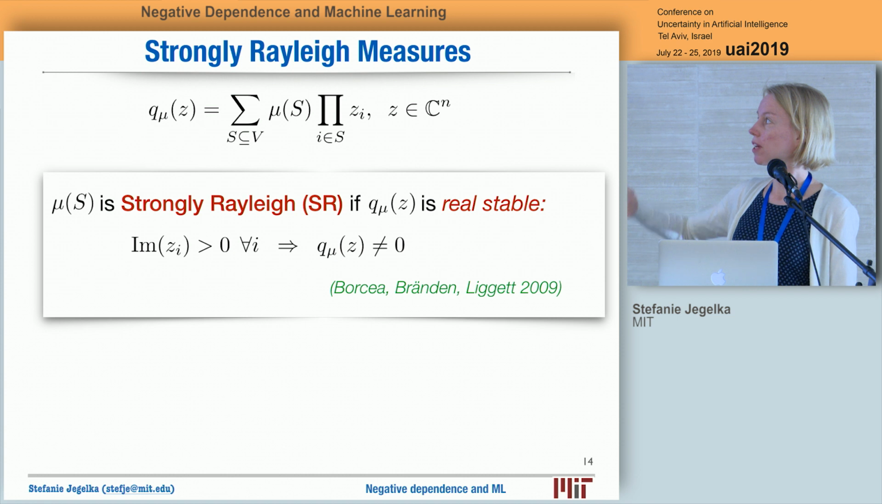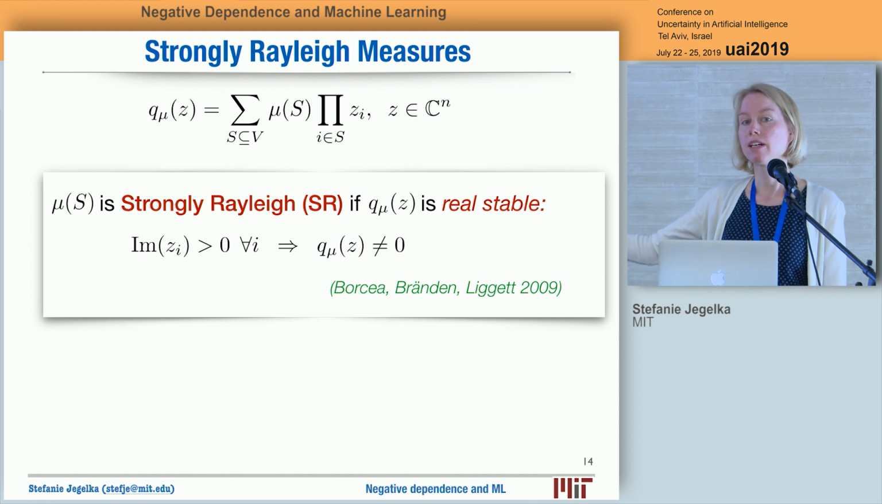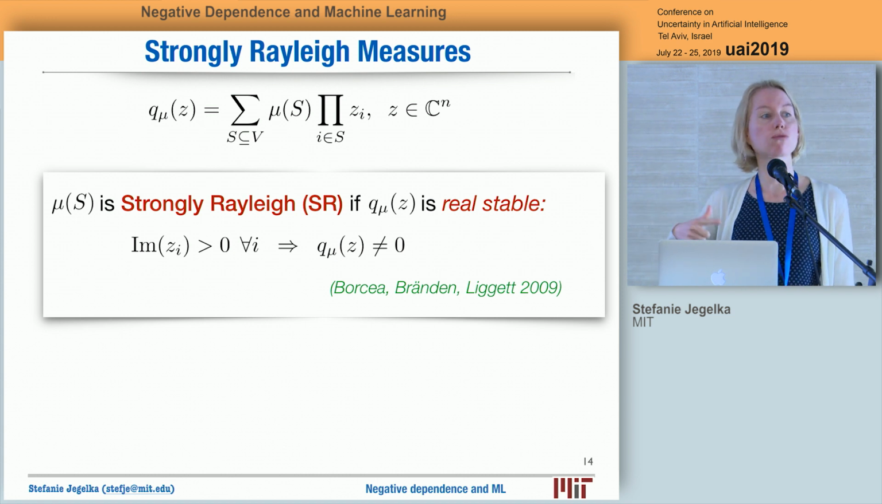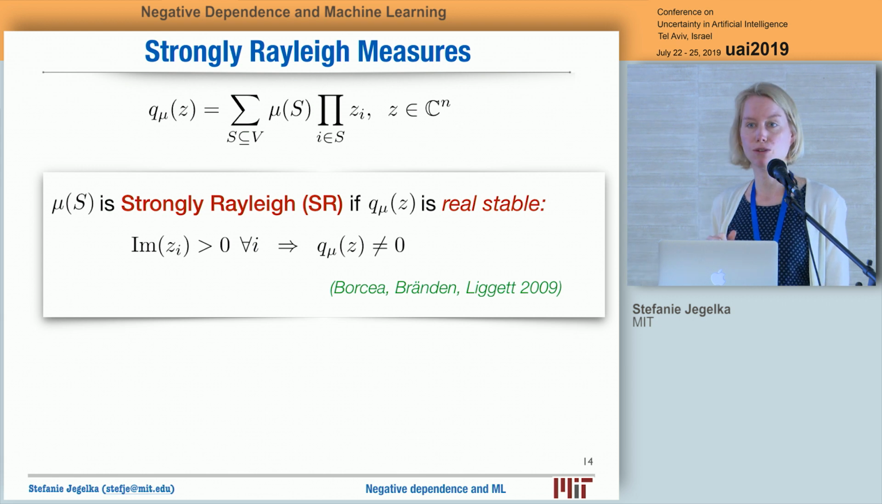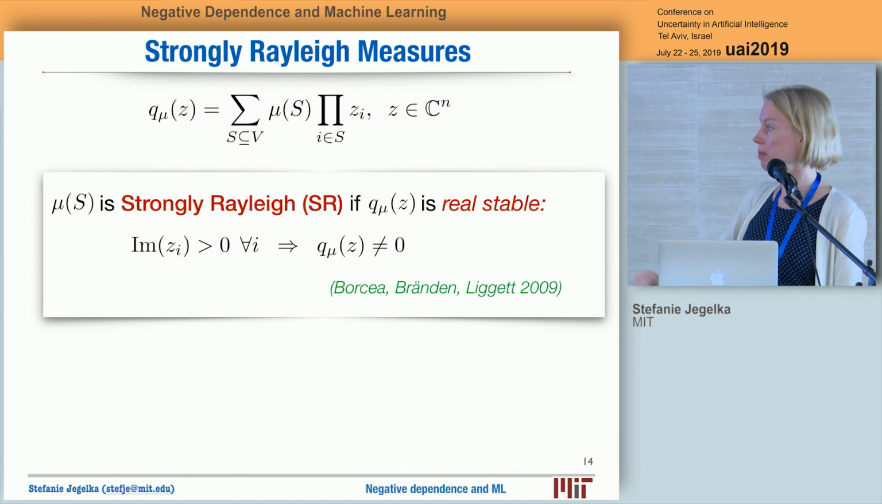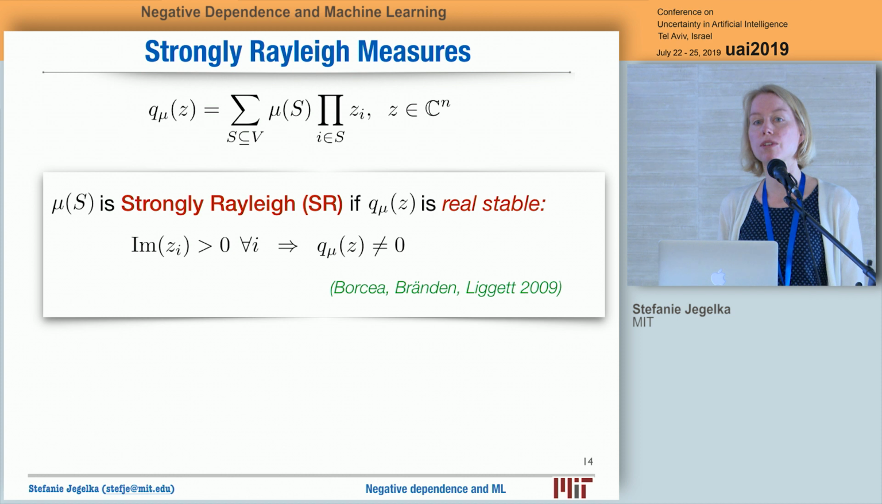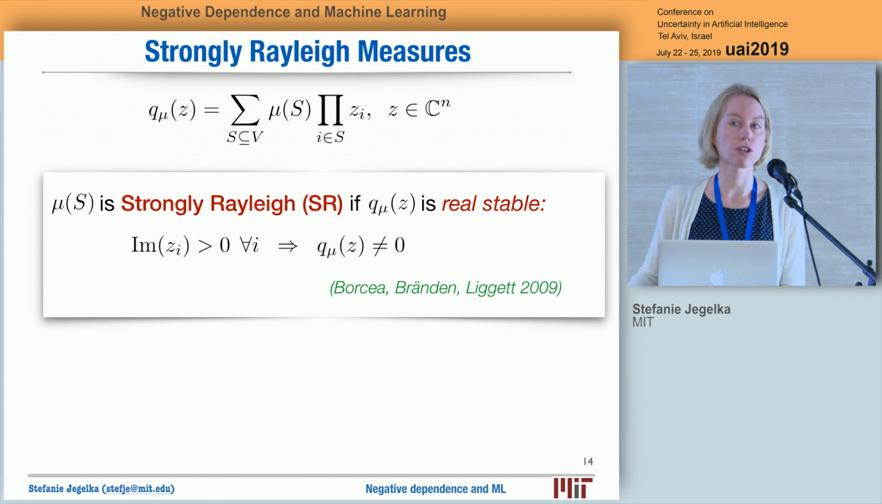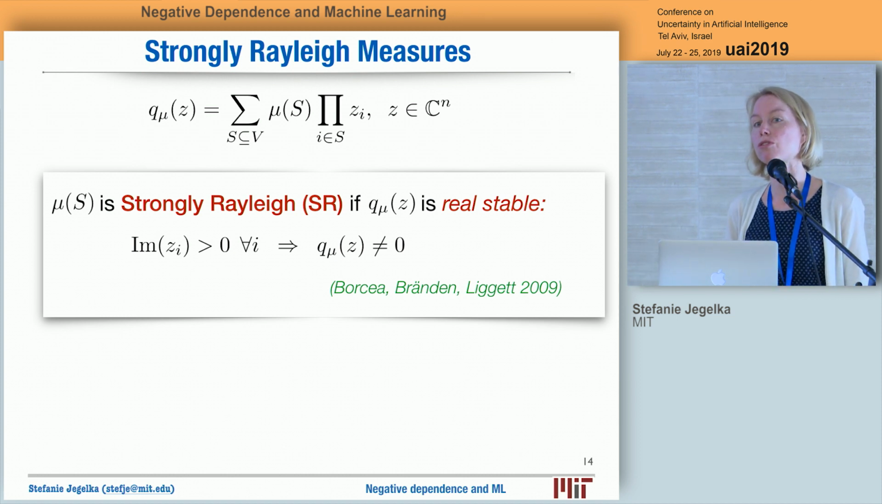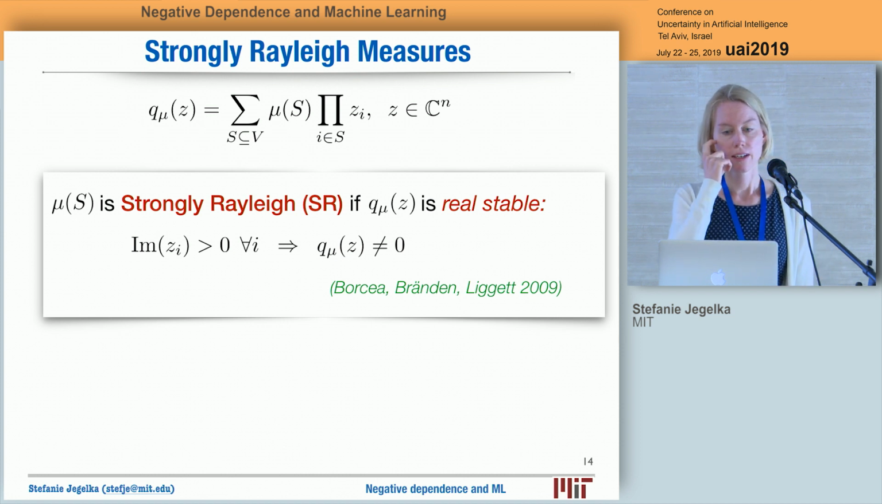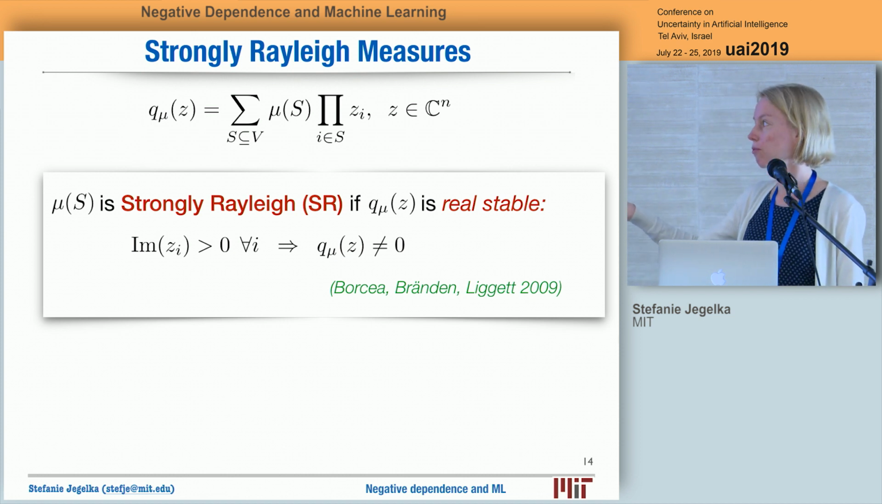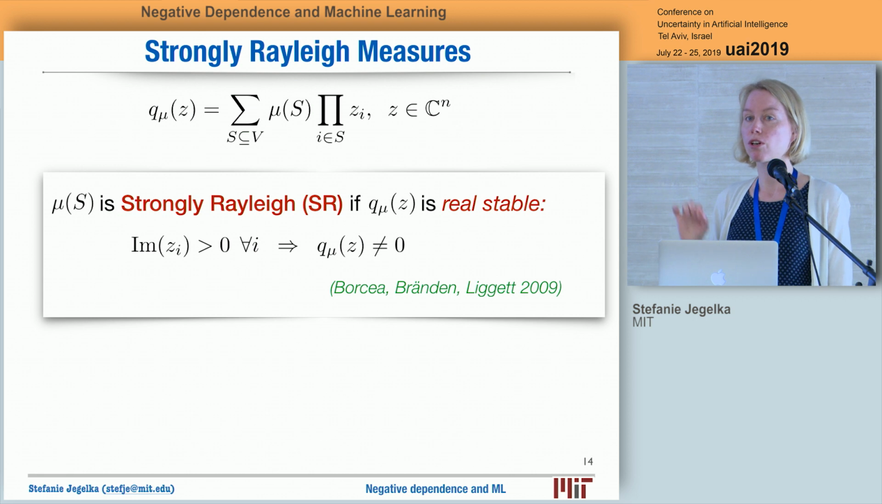If my distribution has such a generating polynomial, it turns out to have very strong and nice negative dependence conditions. This was shown in a paper by Borcea, Brändén, and Liggett in 2009, where they basically answered a lot of the questions that were raised in the earlier survey paper by Pemantle. So this class of distributions was one way to answer a lot of these questions.